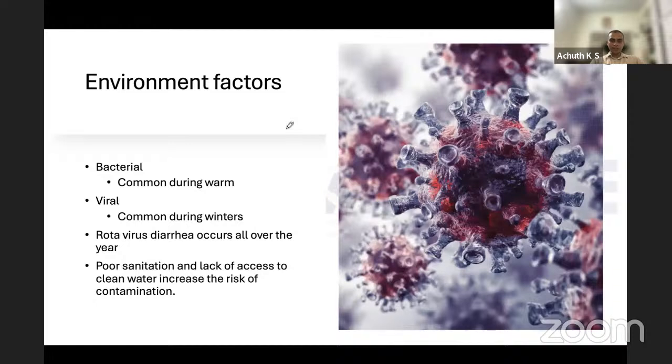Other factors are environment factors, that is bacterial diarrhea is more common during the warm or summer season. Viral diarrheal diseases are more common during winters. However, rotavirus occurs all over the year. There is no season control over the rotavirus. Poor sanitation and lack of access to clean water increases the risk of contamination.